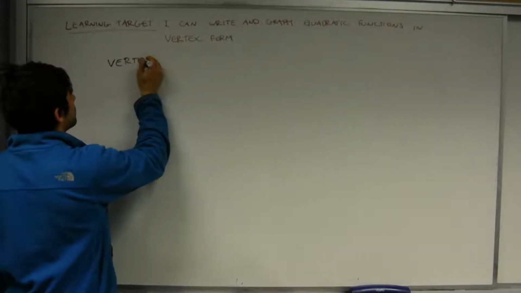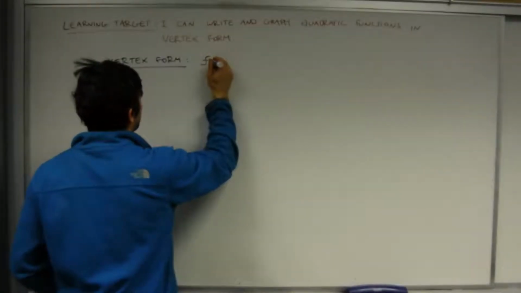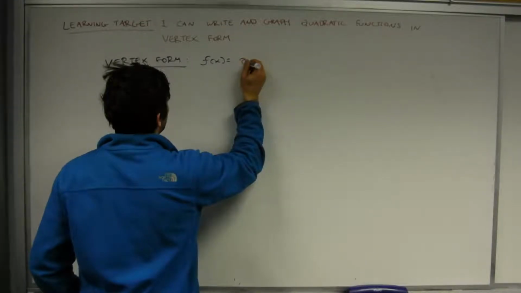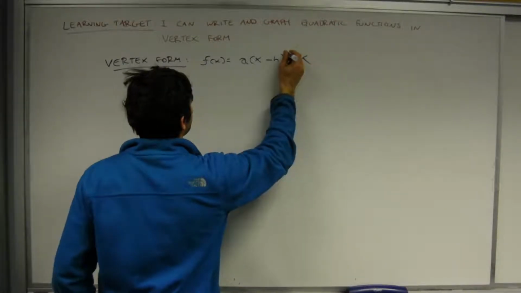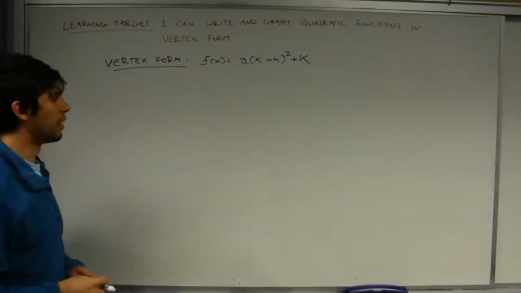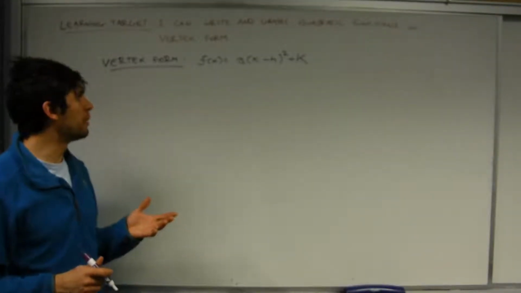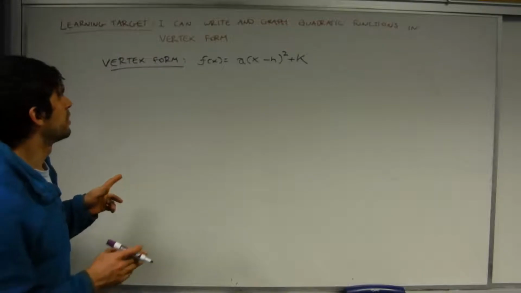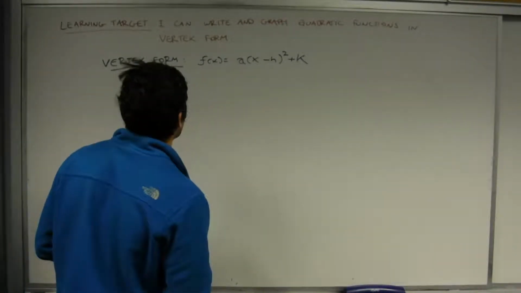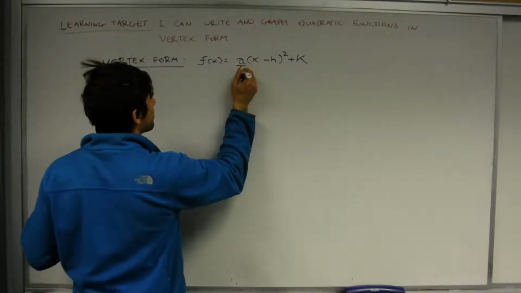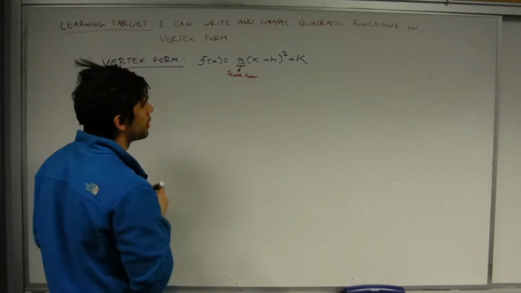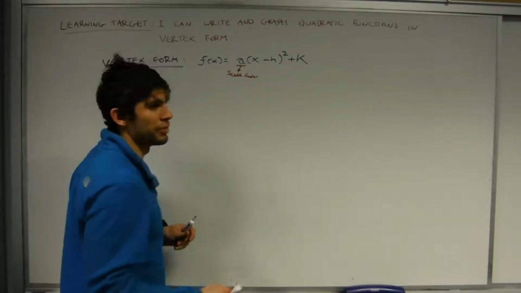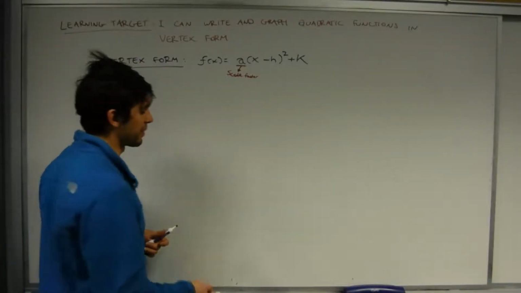So first off, what is vertex form? Vertex form is the form f of x is equal to a times (x minus h) squared plus k. So this is another way we have of writing quadratic functions. Now we want to see what each variable represents. So a is a scale factor, which dictates how steep the parabola is going to be.